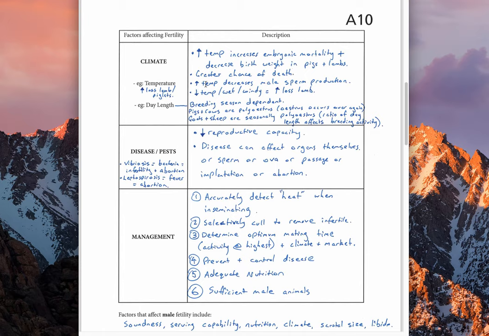If we have an increased temperature, this decreases male sperm production. So hot weather stops or slows down or has a bad impact on male sperm production. On the other hand, a lower temperature and wet and windy climate leads to a higher loss of lambs, as they just can't survive in that weather.